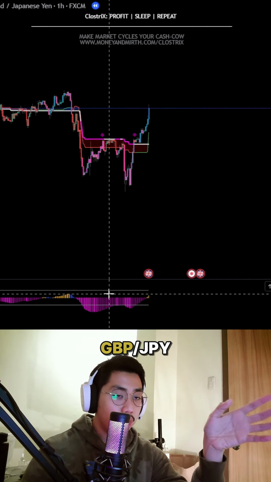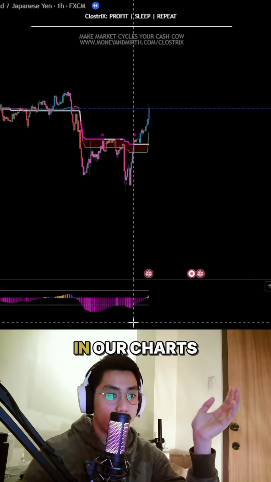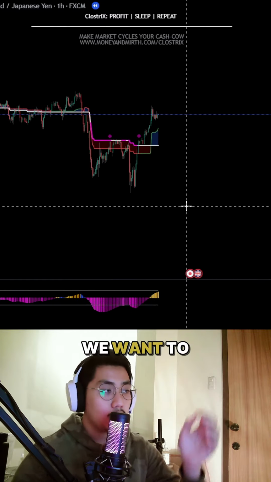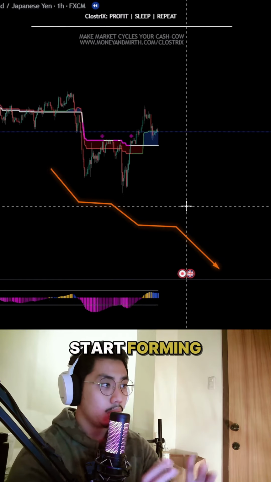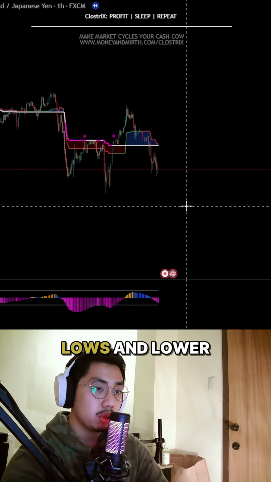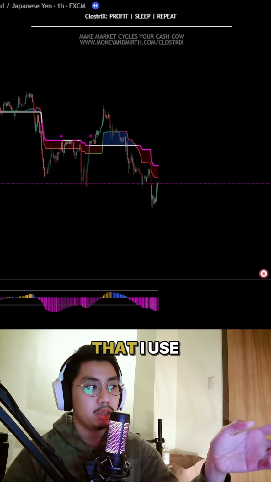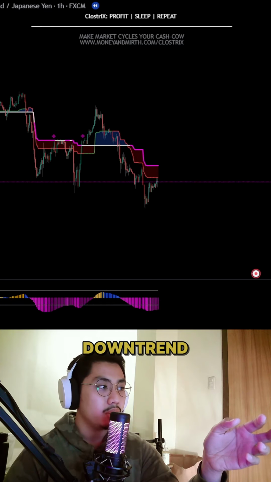We are on GBP JPY on the 1 hour time frame. We have Claustrix and Claustrix bias open in our charts. What we want to do next is wait for a downtrend to start forming. How can you tell if it's a downtrend? It's a downtrend if typically you see lower lows and lower highs starting to form, which you can see happening about now.